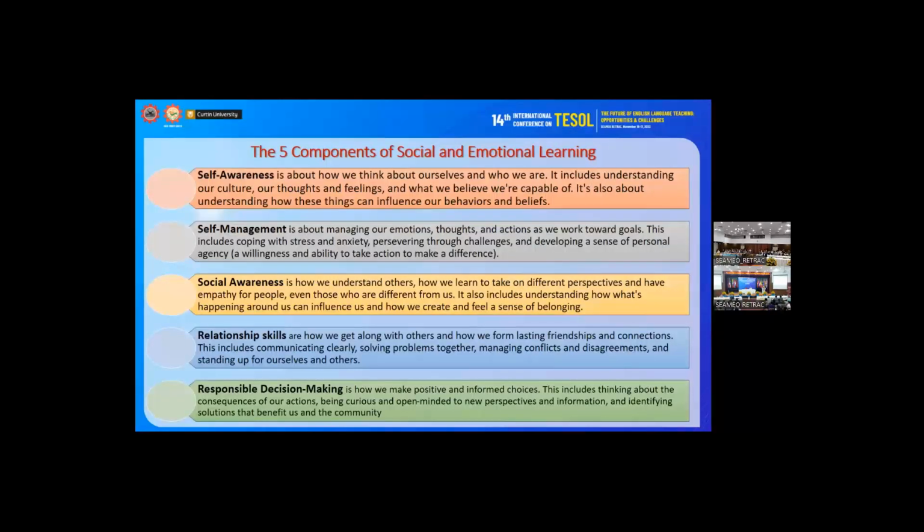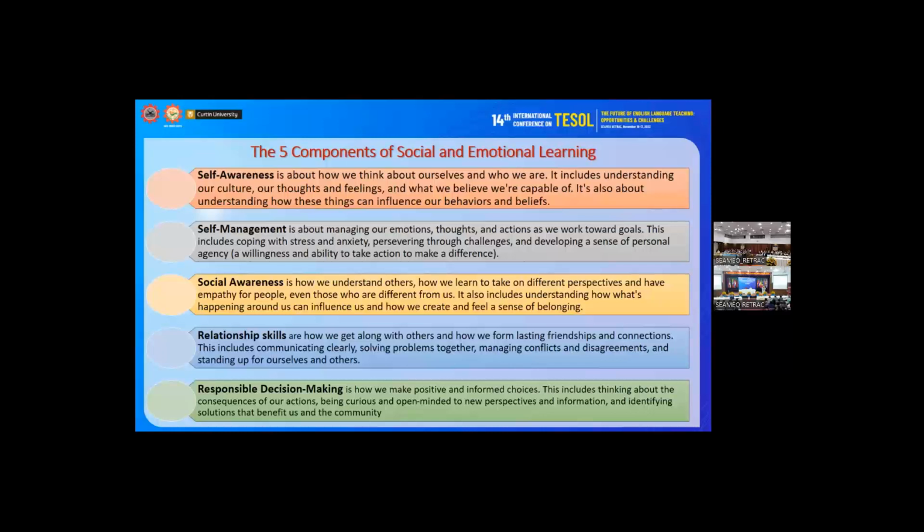The first one is self-awareness, which is about how we think about ourselves and who we are. It includes understanding our culture, our thoughts, and feelings. So this is what we want to bring to our students. A next step that they promote is self-management. It's about managing our emotions, thoughts, and actions as we work toward goals. So we want to teach our students self-management.